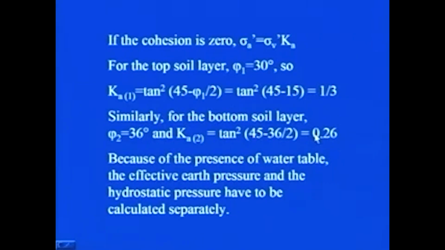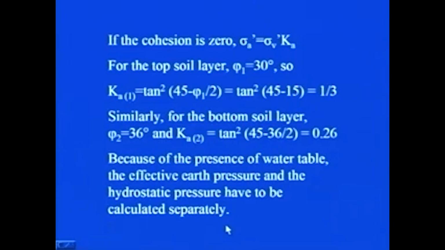Similarly for the bottom layer, if it had been the same soil layer, then your Ka2 would have become Ka1, but here it is with phi 2 equal to 36 degrees. So your Ka2 will become tan square (45 minus 36 by 2), that is 18 degrees, and this works out to be 0.26. Then, because of the presence of the water table, the effective earth pressure and the hydrostatic pressure have to be calculated separately.